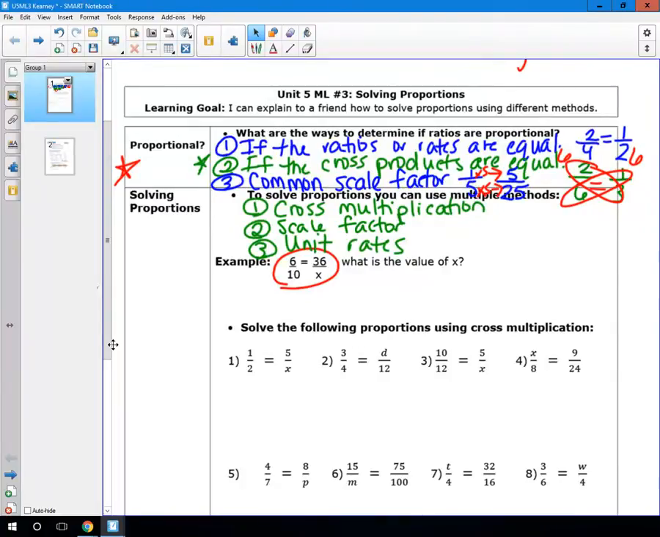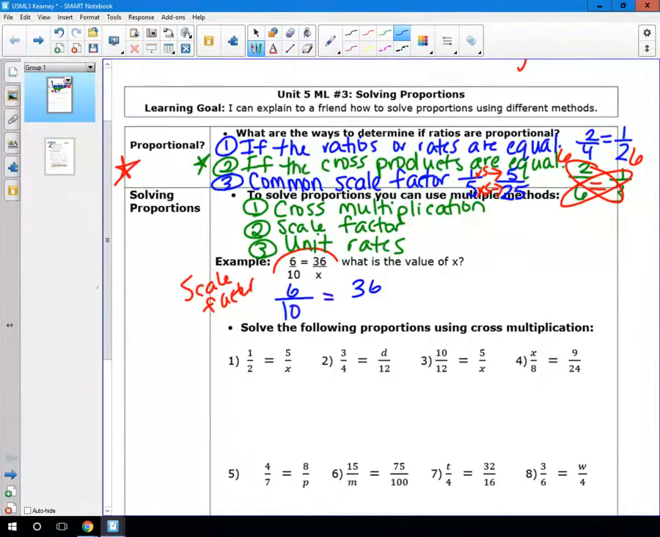Okay, so the first thing is let's try to figure out if we use 6 over 10. Let's first try the scale factor. That's a pretty easy one to do, scale factor. So we have the problem, 6 over 10 equals 36 over some number. We've got to figure out what number would go there to make these 2 equal, would make these 2 proportional.